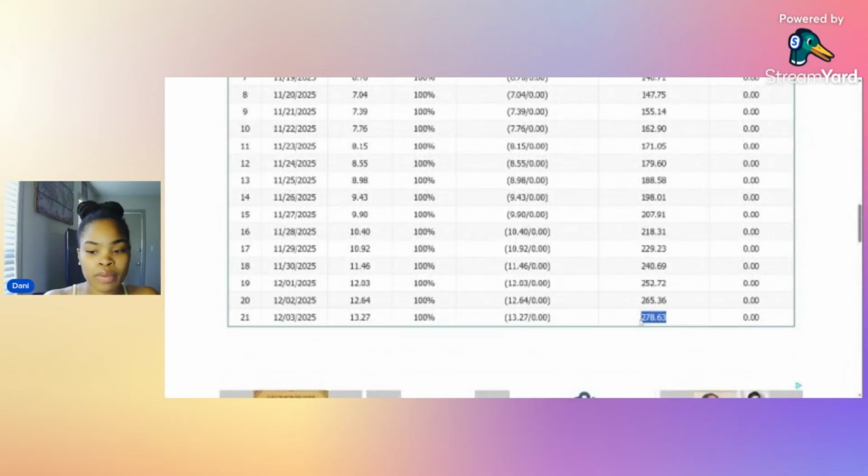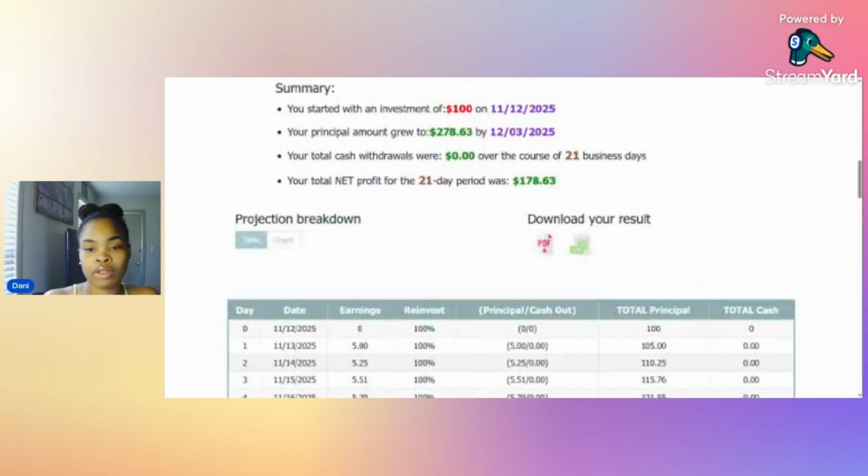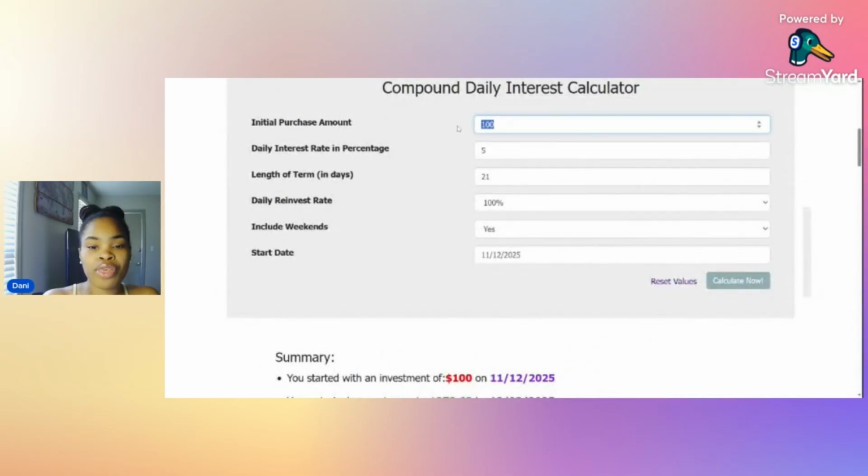And guess what, you guys? I'm going to show you something cool. Imagine $278 later, you go and put that into the account.